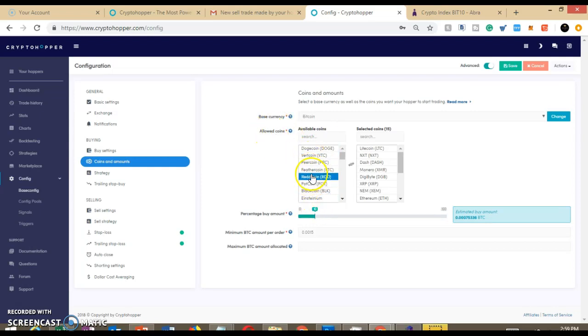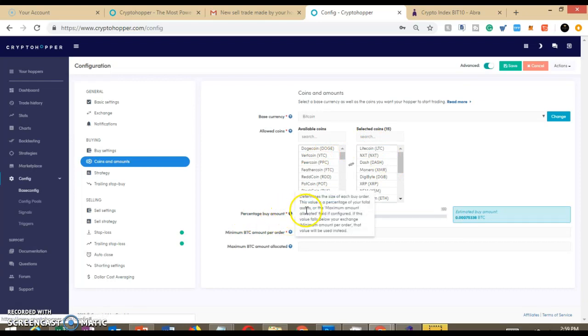So anyway, basically what you do is you click on a coin here and it'll send it over here. You can have up to 15 coins. And then percentage buy amount, 10%, determines the size of each buy order. This value is a percentage of your total assets, or the maximum amount. So again, because I had a very small amount invested, you can see I only put 0.0015 per order is the maximum, or might I say the minimum amount that they're going to be able to buy.